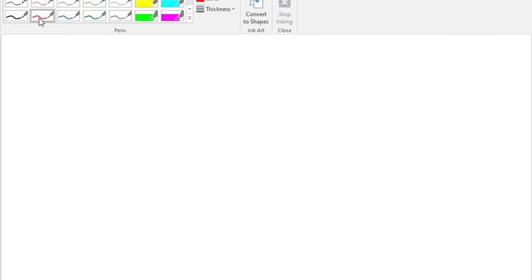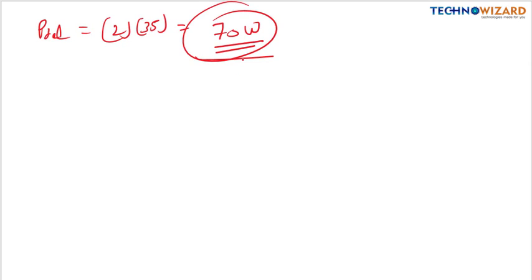Now what is the power delivered? We know that power is V into I, so power delivered is equal to 2 into 35, which is equal to 70. What will be the correct answer?